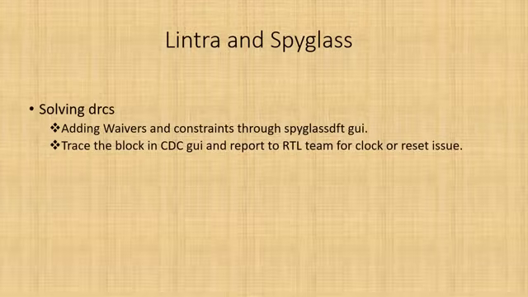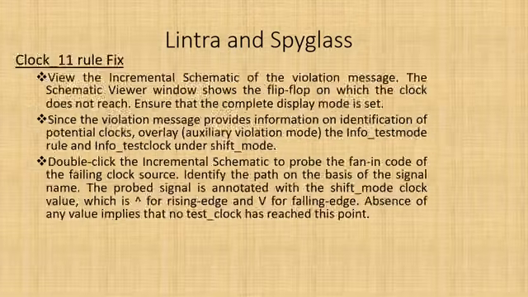To solve the DRCs, we need to add waivers and constraints in the SPYGLASS GUI. If the DRCs are still not resolved, you need to trace back in the graphical interface, report it to the RTL team for what kind of clock or reset issue exists and get the RTL modified. Or if you are the sole owner of the block, modify your RTL design such that these DRCs are clean.